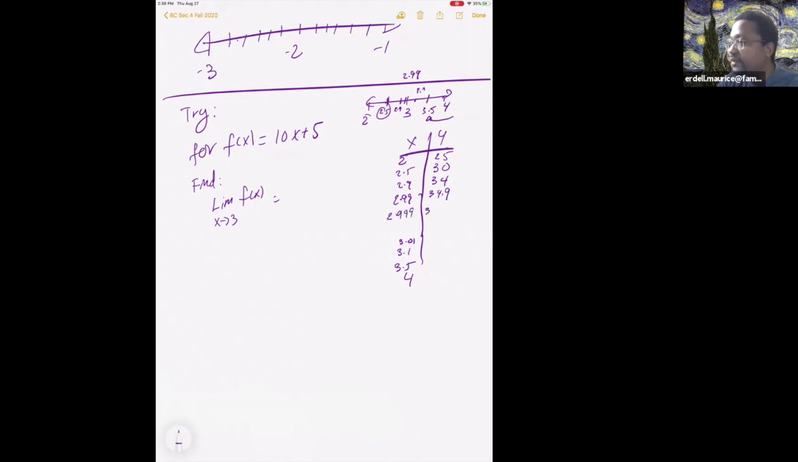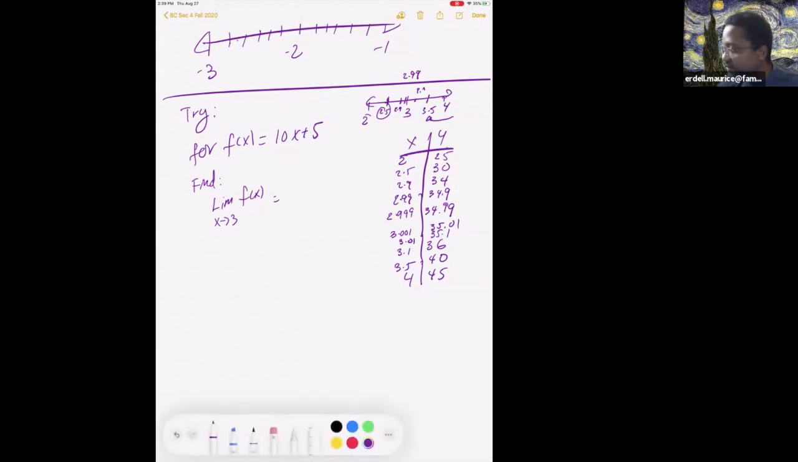2.999, I got 34.99. On the other side, I plugged in 4, I got 45. If I plug in 3.5, I got 40. 3.1, I got 36. 3.01, I got 35.1, sorry. I also did 3.001, and that gave me 35.01.